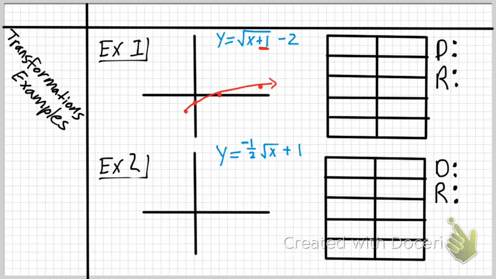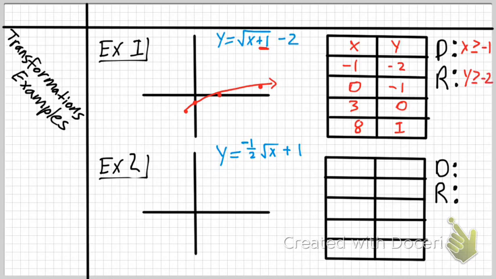So some of our new points are, actually, let's do this as x and y. So this is negative 1, negative 2, and then this is 0, negative 1, and then we have the point 3, 0, and then finally we have our point 8, 1. So my domain is going to be x is greater than or equal to negative 1, and my range is going to be y is greater than or equal to negative 2.